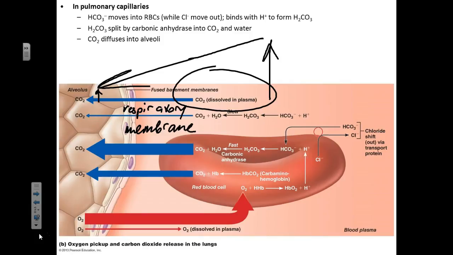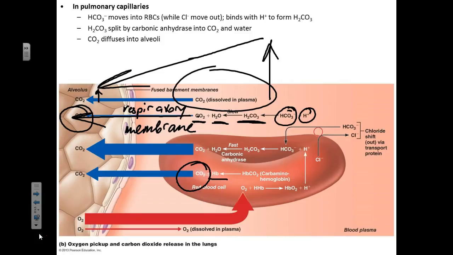Make sense? Now, CO2 from the blood: bicarbonate and proton will recombine in the pulmonary capillaries, forming carbonic acid, which will then slowly dissociate, forming CO2 and water, and CO2 will diffuse into the alveolus. CO2 will detach away from hemoglobin and diffuse into the alveolus.